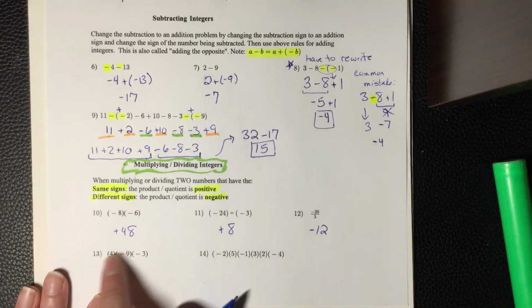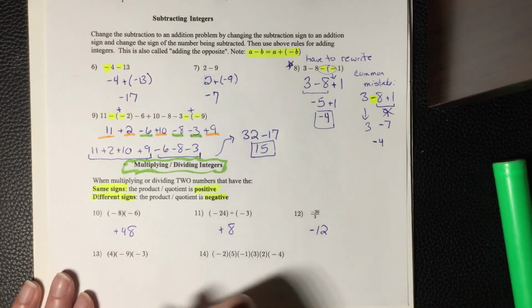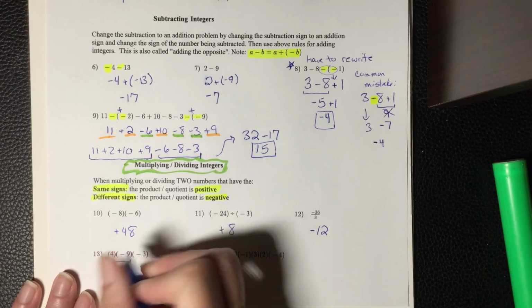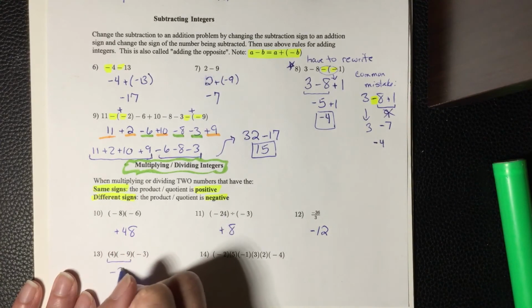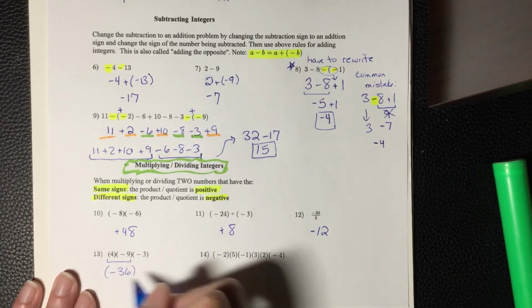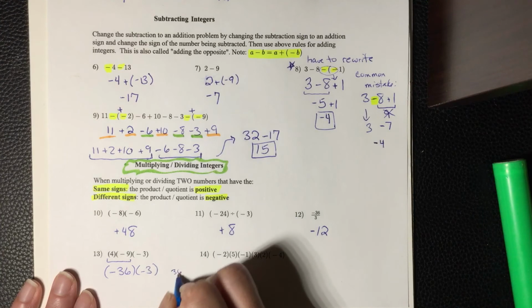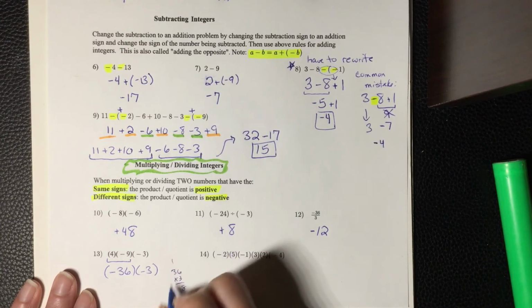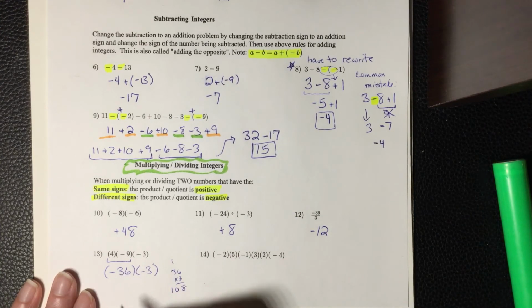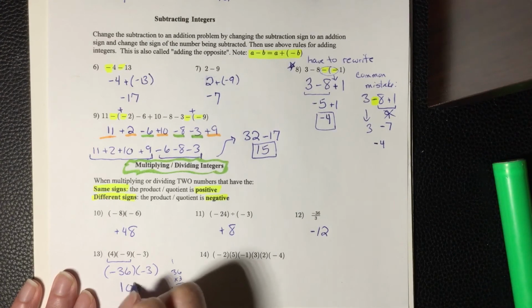Down here we're multiplying 3 numbers together, so let's start with the first 2. Signs are different, so the product is going to be negative. So negative 36. Now we're going to multiply that by negative 3. You can use your calculator or you can work that out real quick. Negative times a negative is going to be a positive 108.